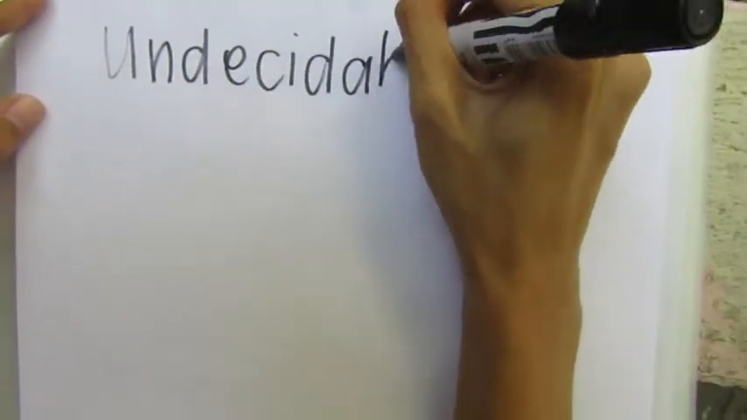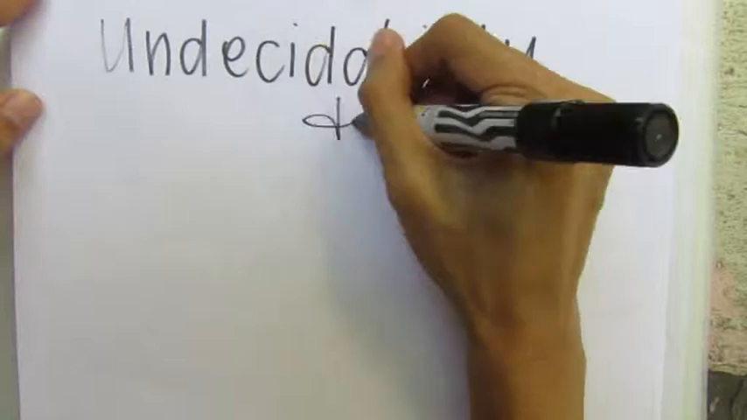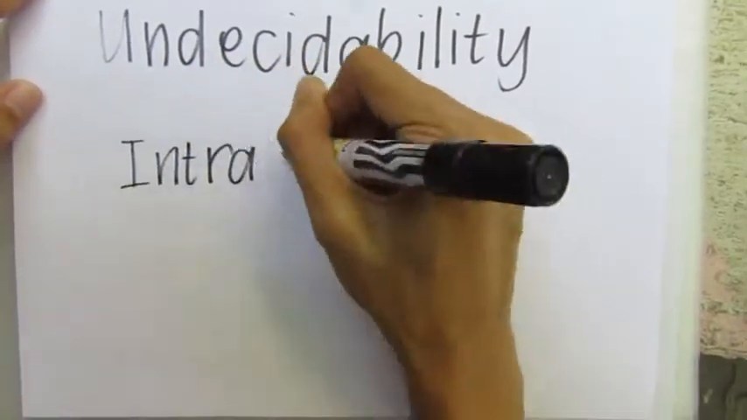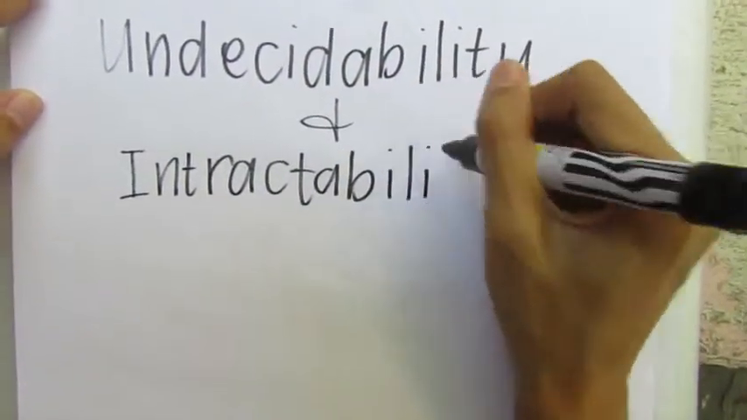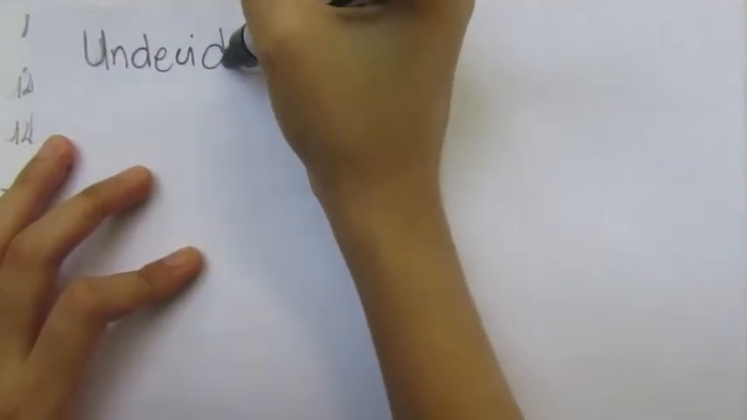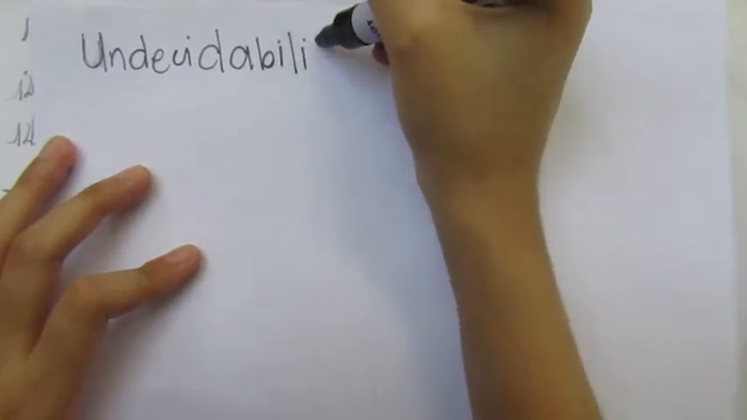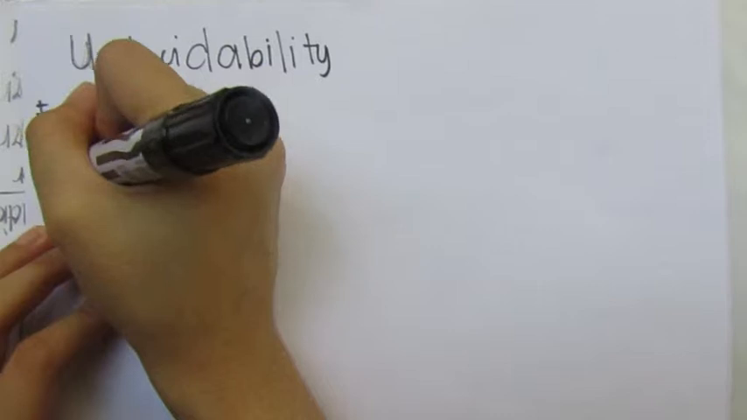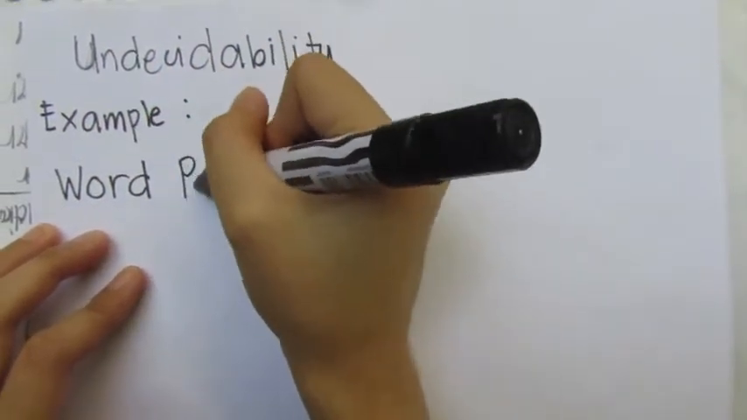Hi everyone, so we are going to discuss example problems of undecidability and intractability. First off, we have undecidability. An example problem is the word problem, given a string input of three symbols A, B, and C.